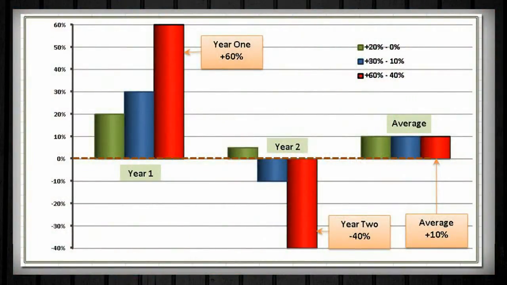Now, one might think that if I change the return from an average return of 0 upwards to an average return of 10, like this chart where portfolio 1, or the green portfolio, is plus 20% in year 1 and 0% in year 2, for an average of 10%. The blue portfolio is plus 30% in year 1, minus 10% in year 2, also for a 10% average. And the red portfolio is plus 60% in year 1 and minus 40% in year 2, once more for a 10% average. One would think that the results would then start to favor the larger roller coaster.